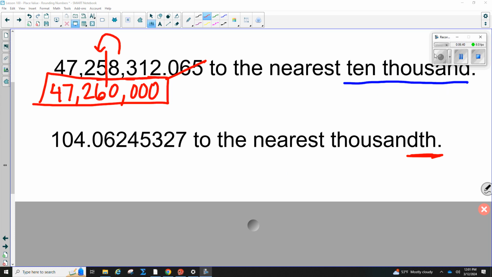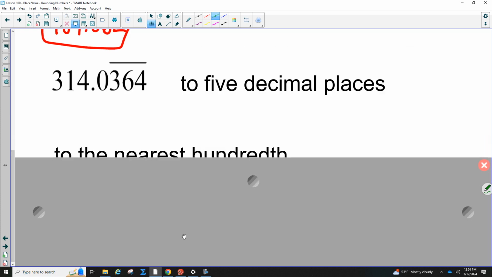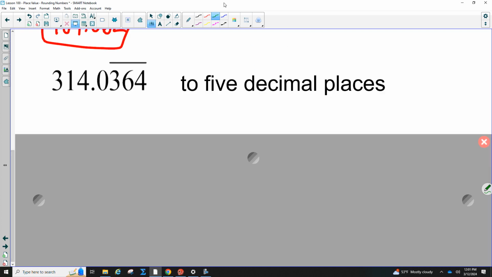Thousandth. So let's count. This is the tenths, hundredths, thousandths. So 104.062. And this 4 does not make it round up, so it stays right here. Round to 5 decimal places. Go ahead and pause the video.